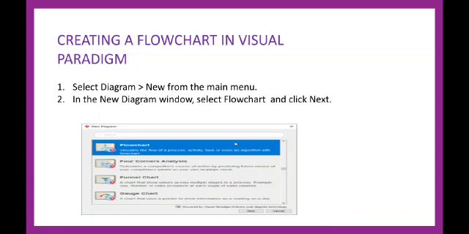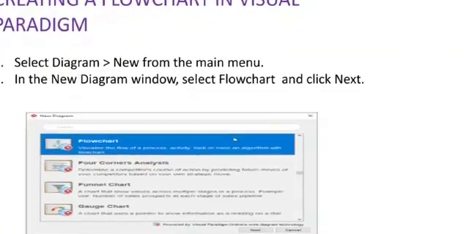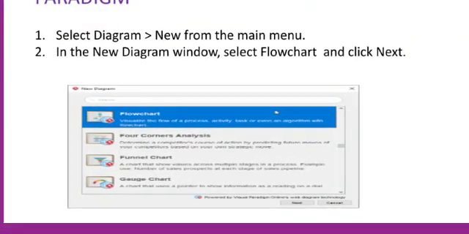Let's start. First, in this app we have to select Diagram. From that you have to select New from the main menu. The new diagram window will open, as you can see here. Here we have to select Flowchart, because now we are discussing flowcharts. So we click on Flowchart and Next.